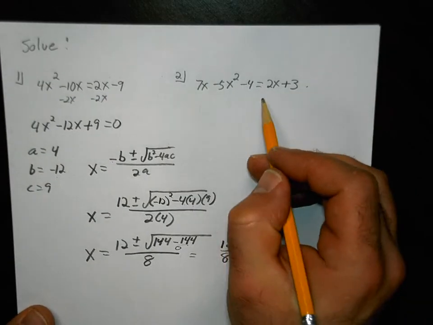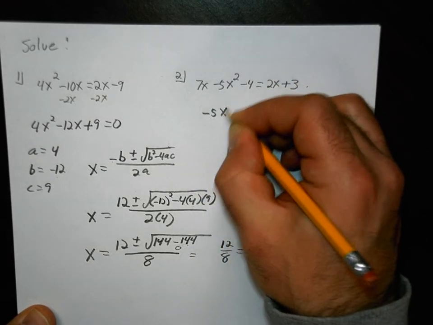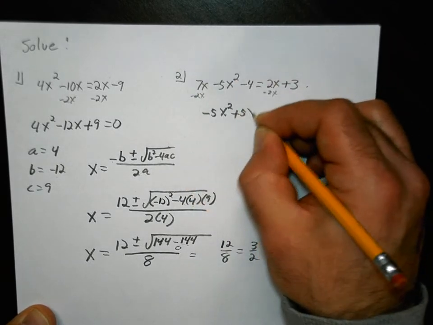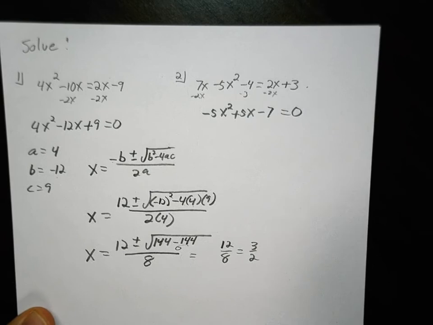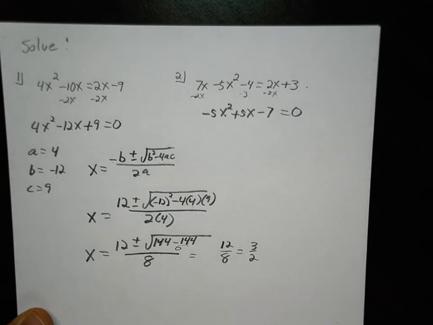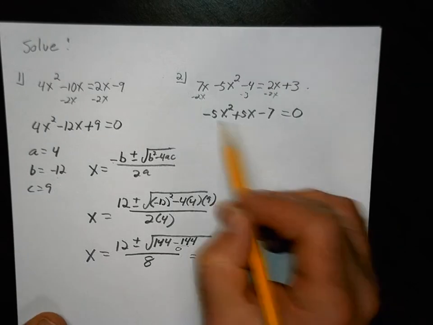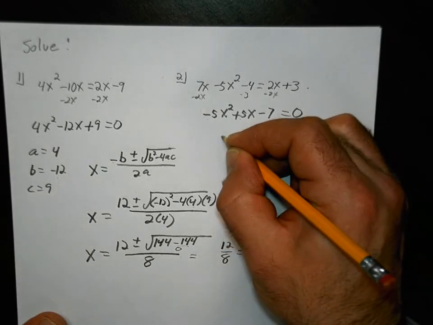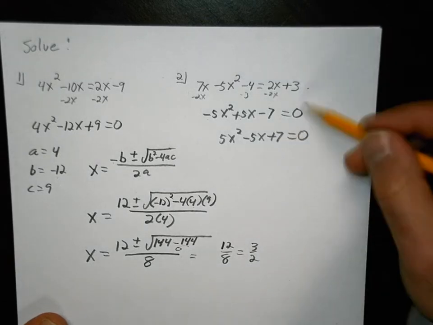Okay, so if I get everything to one side, I have negative 5x squared. Subtract 2x here. It's going to be plus 5x. And then subtract 3 is minus 7 equals 0. Okay. Now, one thing you can do, you can plug these numbers into the quadratic formula as is, or I could switch the sign on everything and basically divide both sides by negative 1 and get a result of 5x squared minus 5x plus 7 equals 0. Either equation is the same.